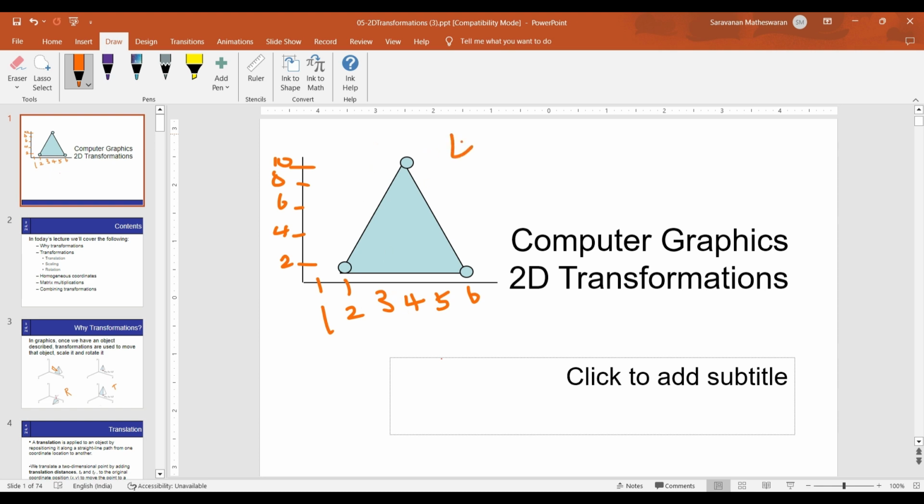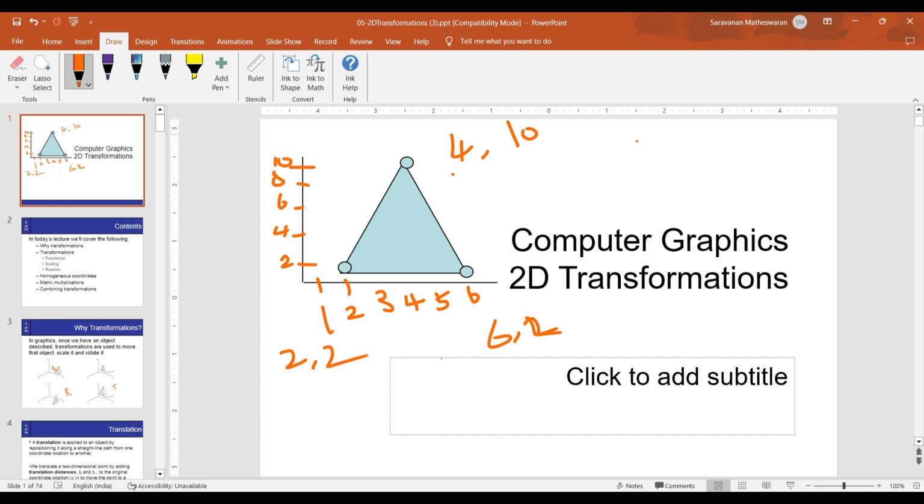The first point is 4 comma 10. The second is 2 comma 2, and the third is 6 comma 2. We give three points to plot: the first point as 4 comma 10, the second as 2 comma 2, and then 6 comma 2.